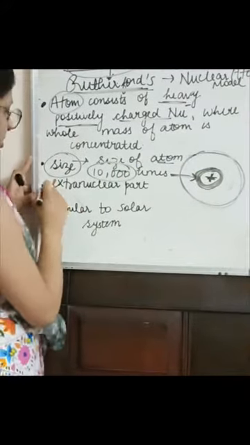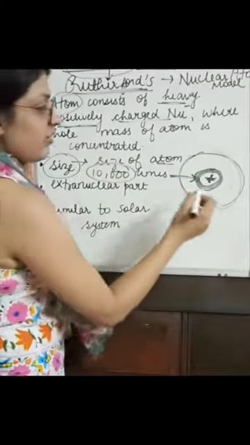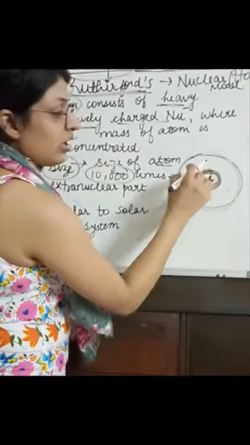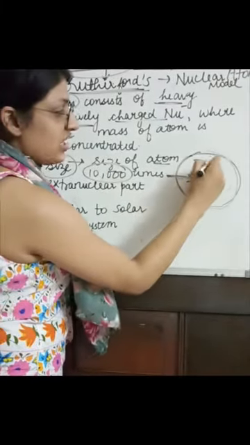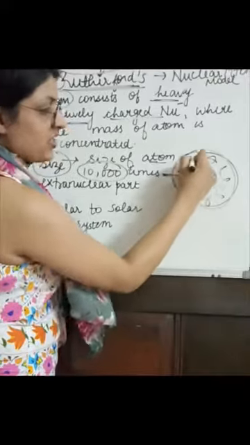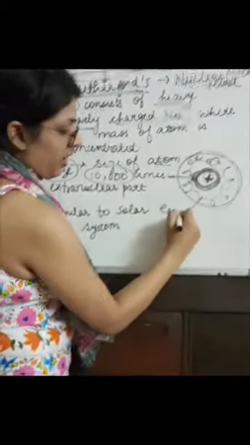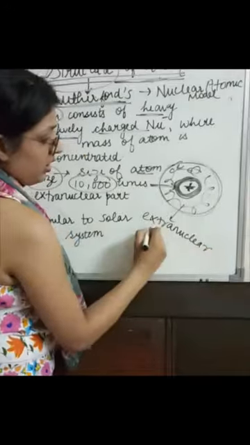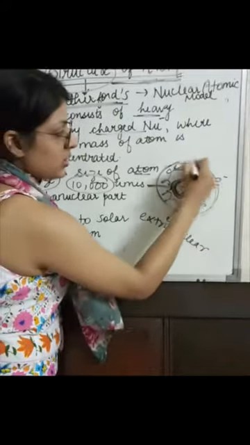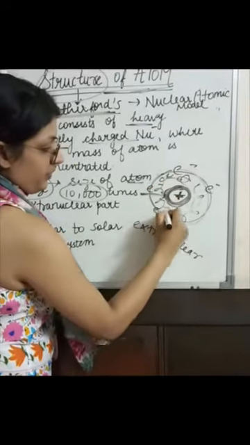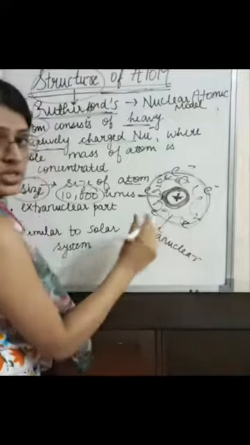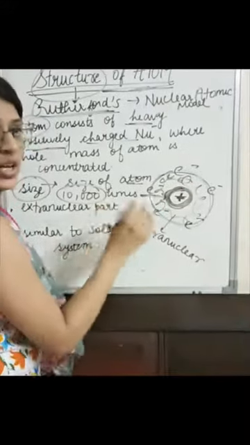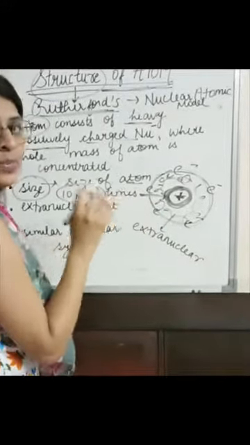Coming to the next part, which is the extranuclear part. We see that outside this nucleus there is empty space, which is called the extranuclear part, along which the electrons revolve. These electrons revolve in particular stationary orbits with very high speeds.